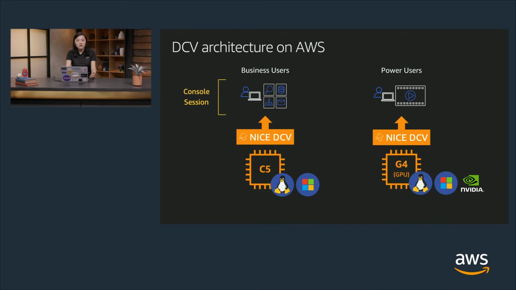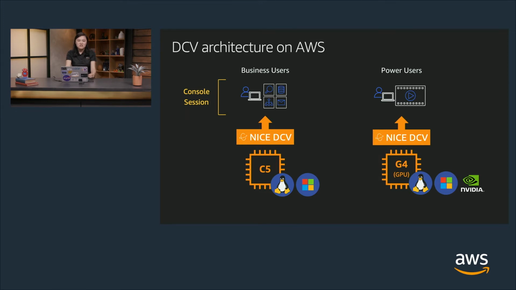So let's take a look at how DCV works on AWS. We have two use cases here: business users who run productivity apps that don't require GPU versus power users who need the GPU instances. On the left-hand side, for business users, you would launch a non-graphics instance such as C5 as the server for DCV, with either Linux or Windows operating systems. I choose C5 as an example here because it's a popular compute instance, but you can also use other instance types and families on EC2.